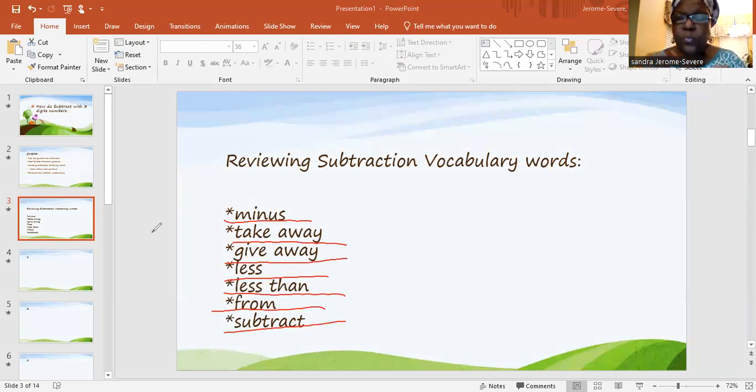Now, why do I need to know all these words? Well, you need to know these words because when the teacher gives you a math story to read, if they have these words, you already know.